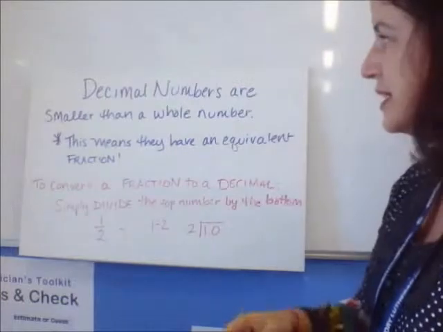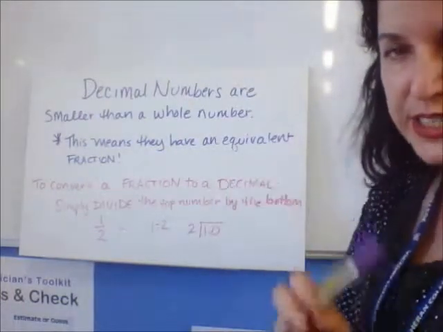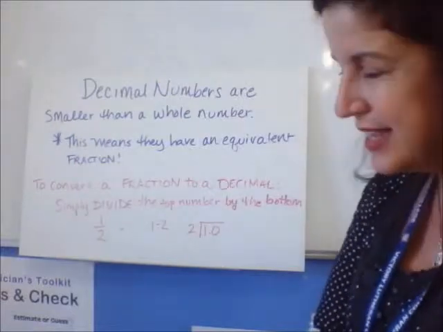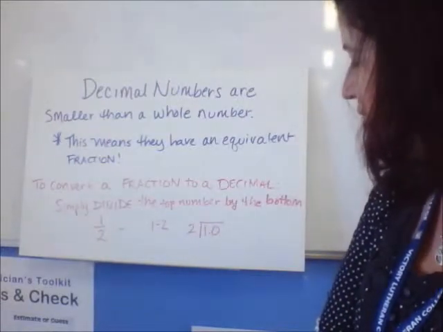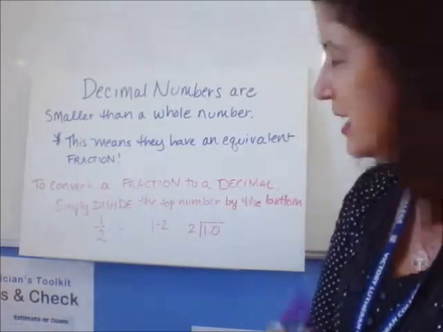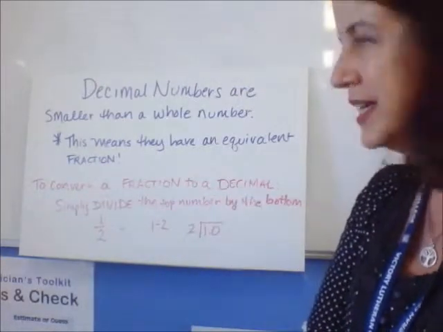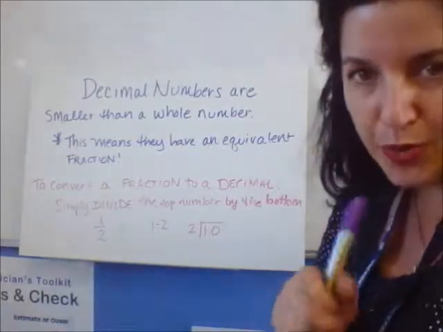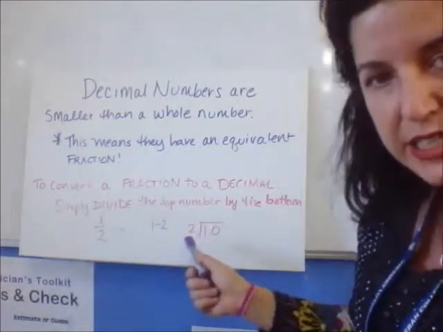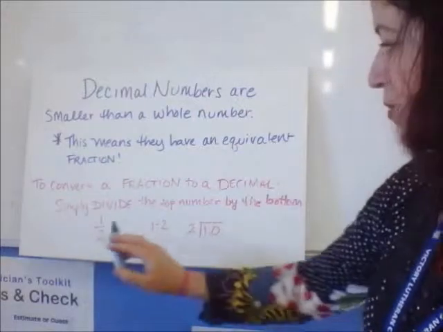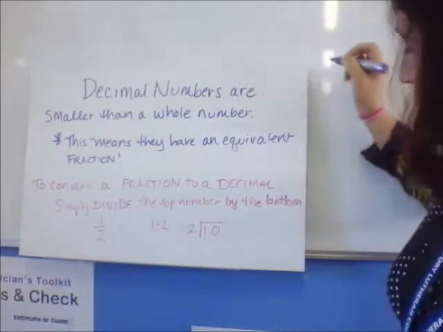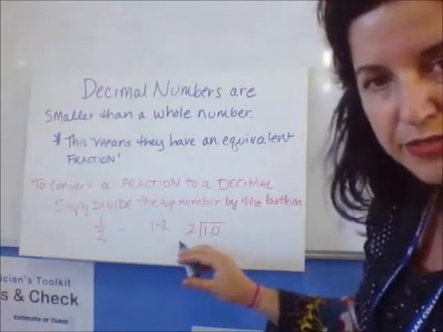All right. As I said before, decimal numbers are smaller than whole numbers, and what that means for us is that they have an equivalent fraction. So I'm just going to talk to you for a moment about how to convert a fraction into a decimal. There's a couple of different methods. One way is to simply divide the top number by the bottom number. I've got 1/2, so 1/2 becomes 1 divided by 2.